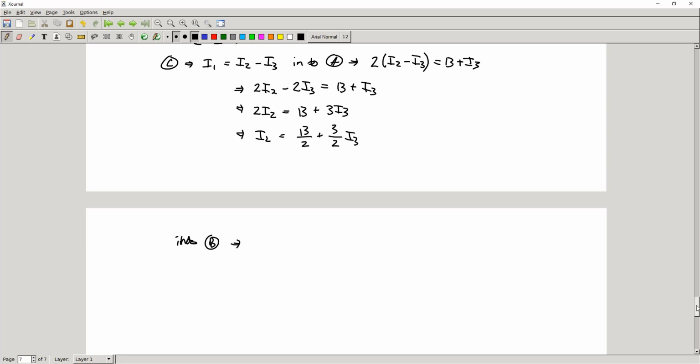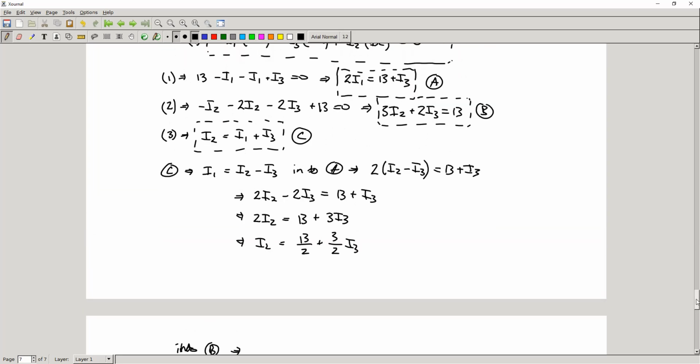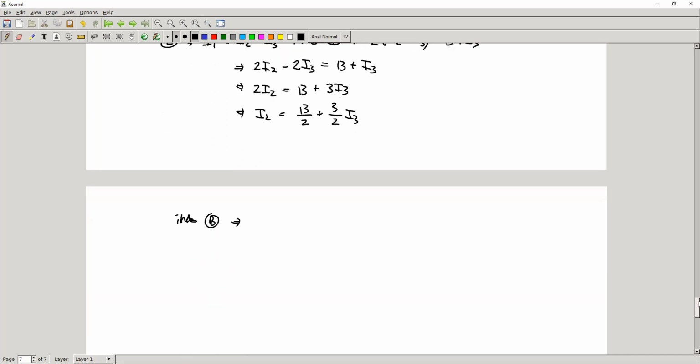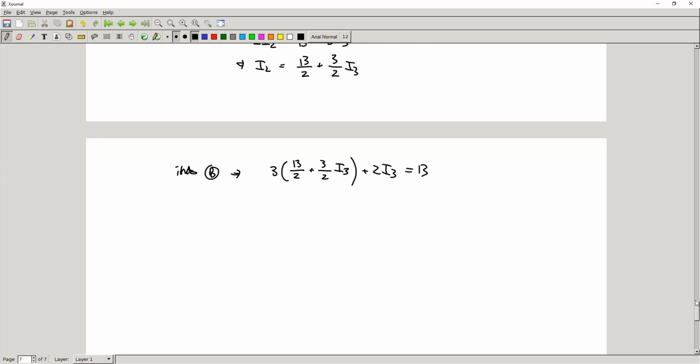If we put this into B, remember B looks like this here. We have 3I2 plus 2I3 equals 13. So we're going to have 3 times I2, plus 2I3 equals 13. Now we have an equation just for I3. And I'm sure that there were cleaner ways to do this, but whatever. Let's just keep plowing on.